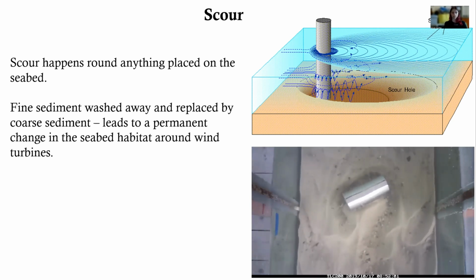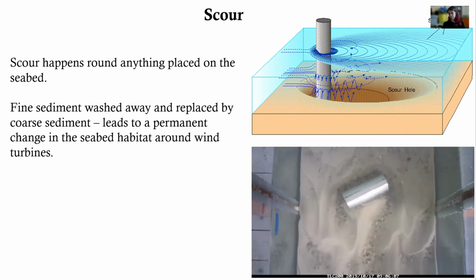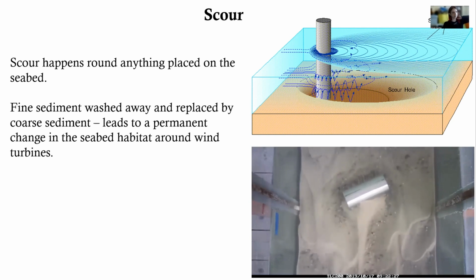So that's forever going to change the habitat, the sediment distribution around that object, which could be very problematic for species that use the seabed. If they feed off it, or they need fine sediment, that fine sediment's gone, it's been replaced by coarse sediment. So you're forever changing this. This is permanent, you can't undo it, only by removing the object. Otherwise, it's like that for good.